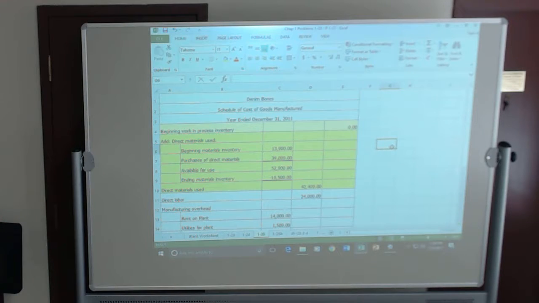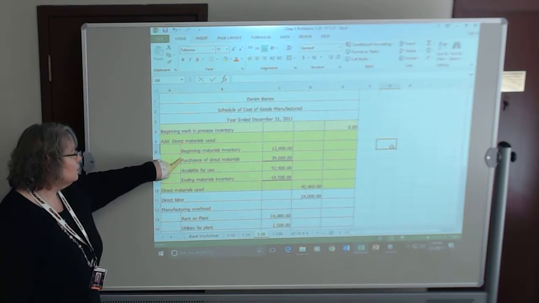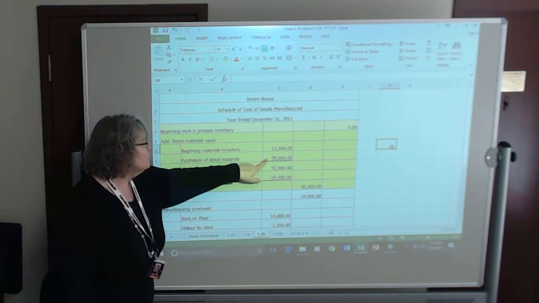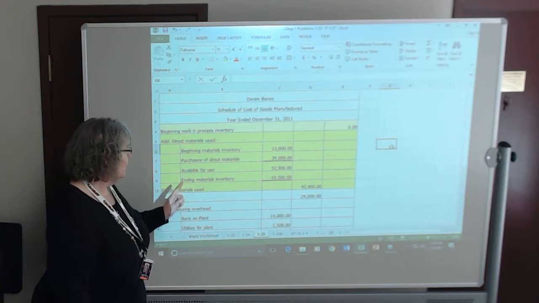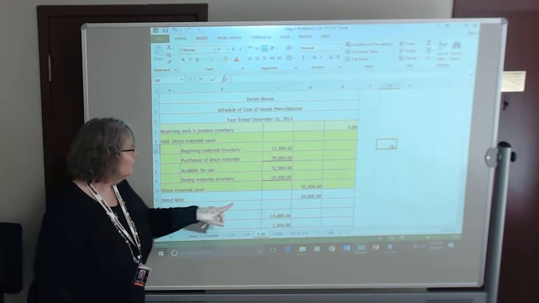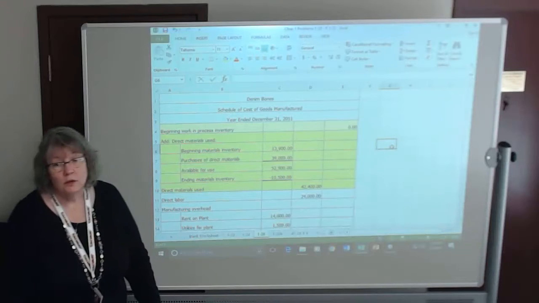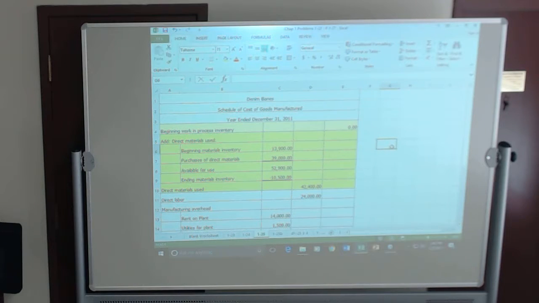Perfect. So, direct materials used. We have beginning materials inventory plus anything that's purchased. For the full year, we had a total of $52,900 of materials available. So, beginning materials plus the purchase of direct materials, here's my equal sign, for available for use is 52,900. At the end of the year, there's $10,500 worth of materials left.